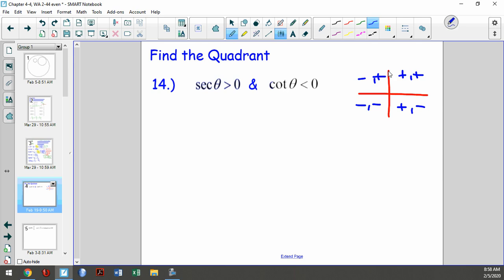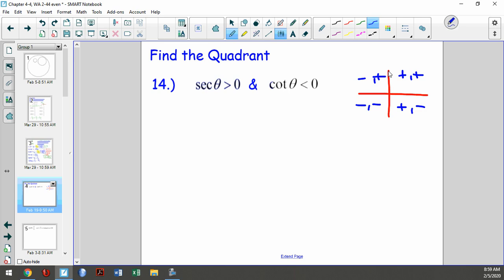What did I just put up there? I put the quadrants' x and y values. The x and y values are either positive or negative, depending upon the quadrant you're in. The x corresponds with cosine. The y corresponds with sine.